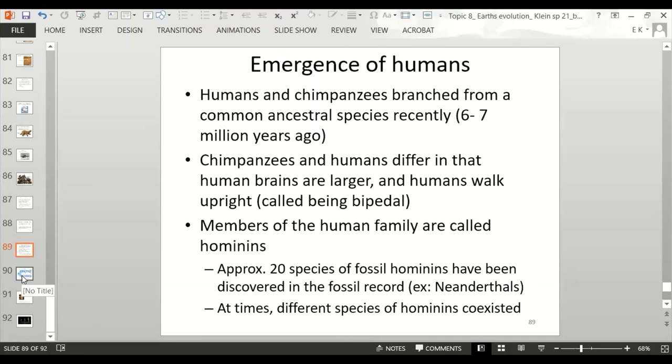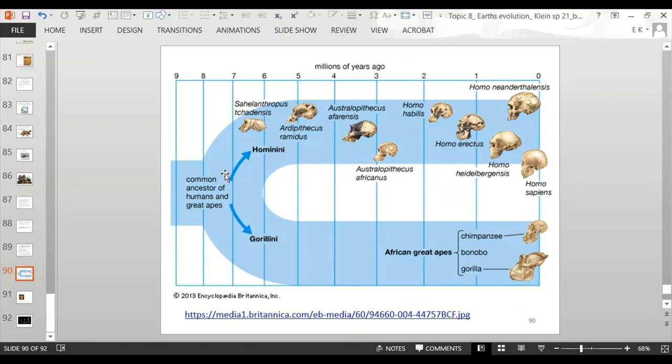So here we have your common ancestor of humans and great apes. And then you had branching off about 6 or 7 million years ago. You had branching off of your chimpanzees and your humans branched off from that common ancestor. At this time, I think that common ancestor is still unknown. I don't think we actually have a fossil of that common ancestor. But we know there was a common ancestor that we branched off from and that chimpanzees branched off from.